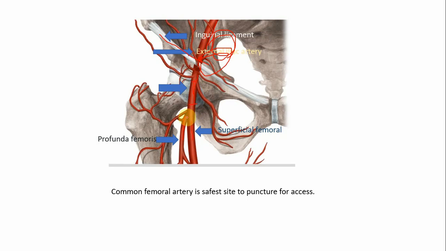And a low stick means sticking below the bifurcation. These are slightly deeper structures, and there is no bone behind these vessels to compress. Also, the smaller arterial size makes occlusion and other complications more likely. So the ideal site to puncture the artery is in this segment of the common femoral artery.